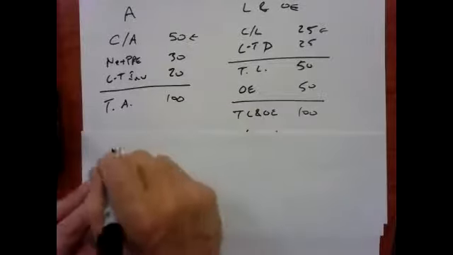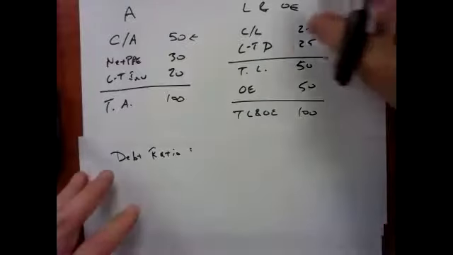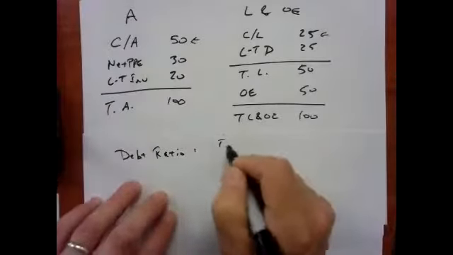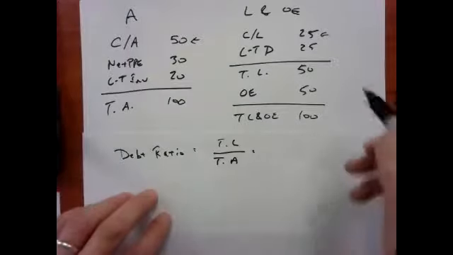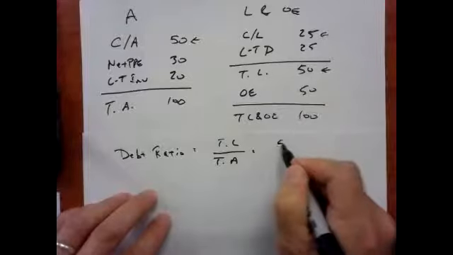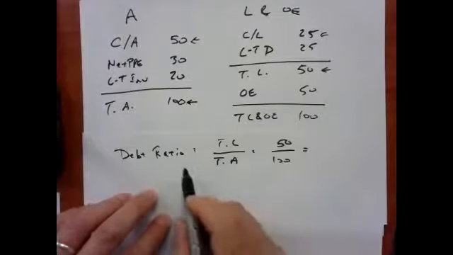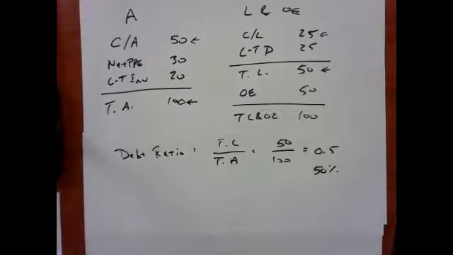And that is the debt ratio. The debt ratio is simply total liabilities divided by total assets. So in this case, total liabilities is 50, total assets is 100, so we have a debt ratio of 0.5 or 50%. So what does that tell us? That tells us that half of the organization is financed by debt and half of it is financed by equity.